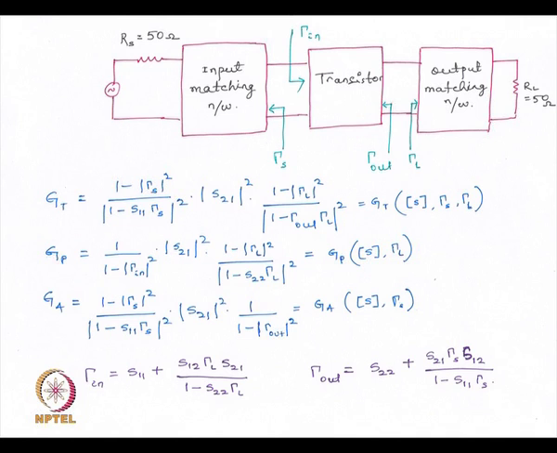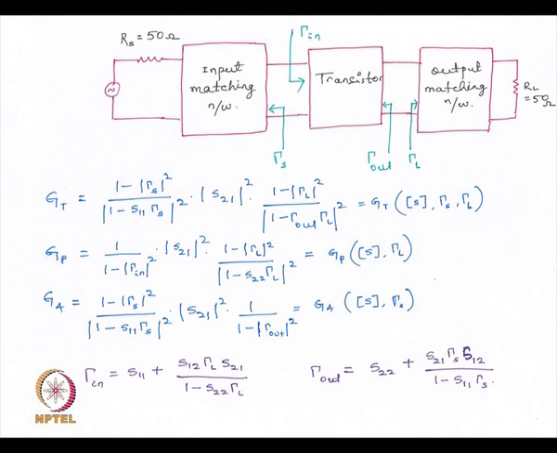On the other hand, for the expression for GP, you see that GP is purely a function of gamma in and gamma L. Now, gamma in itself is a function of gamma L. Therefore, this GP is entirely a function of gamma L, and since it is purely a function of gamma L, we have no restrictions on gamma S or RS. Similar is the case for GA, where just the converse of GP takes place.